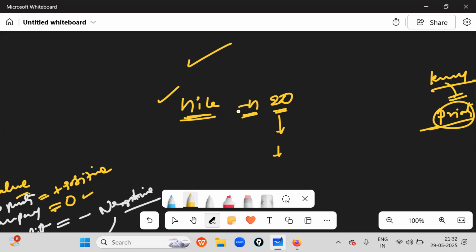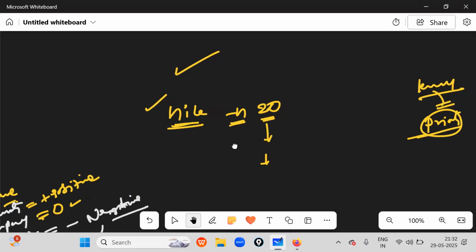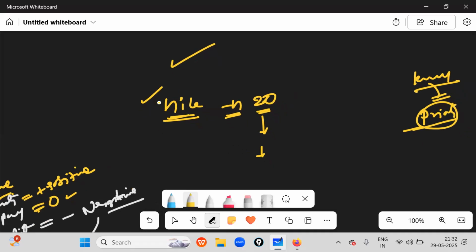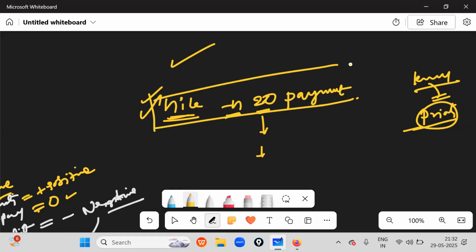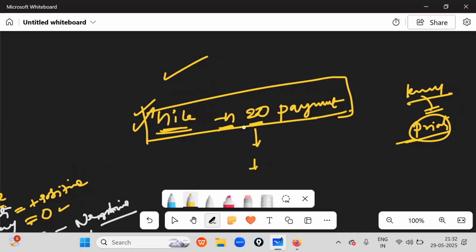For example, boss, if you start a process with priority 20 or nice value 20, how should I write the statement? Just simple: nice hyphen n 20. Suppose this is a payment program. We are starting with this payment program, or we are assigning nice value for the payment program: 20 only. Nice value, n is equal to 20, boss. That's all. Fixed.